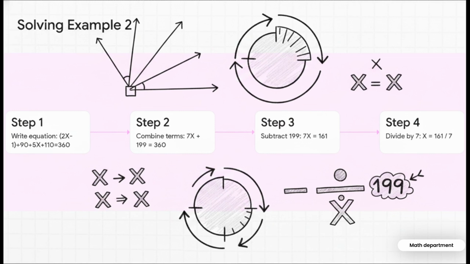Then your numbers, -1 plus 90 plus 110 becomes 199. Doing this keeps our equation clean and organized before we even try isolating the variable. So that gives us 7x plus 199 equals 360. Next, we subtract 199 from 360 to get 7x equals 161. And finally, we divide by 7.